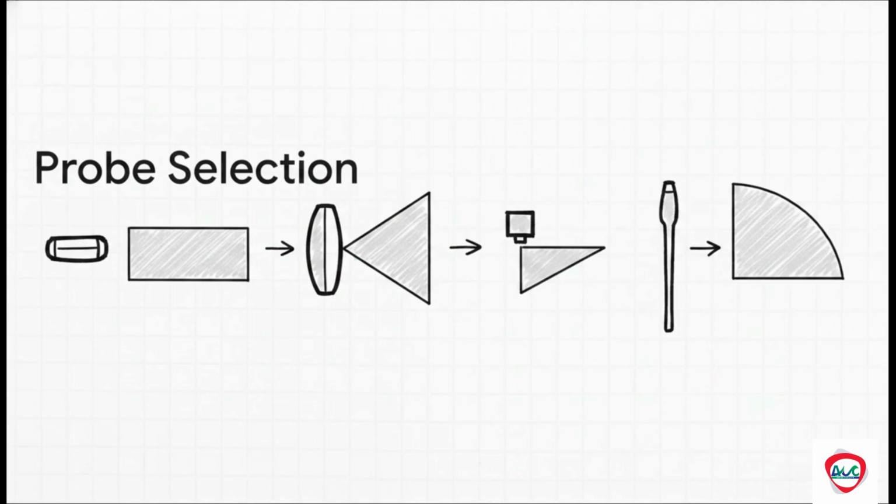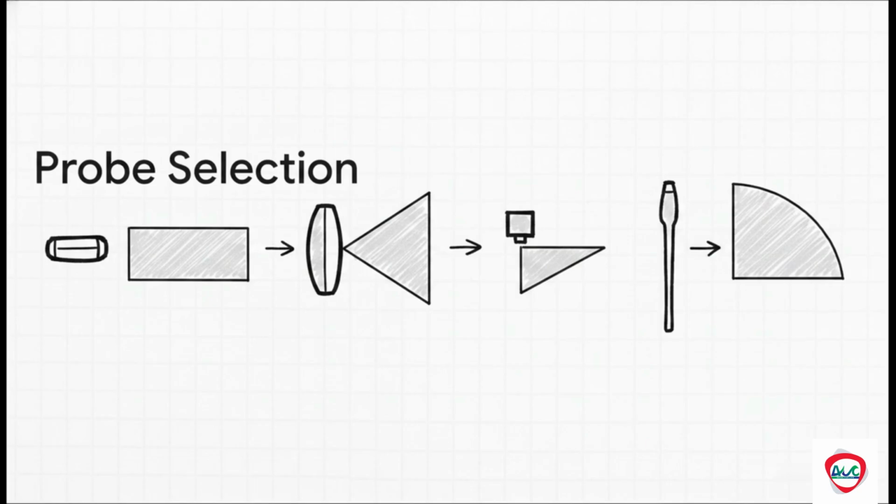You're going to grab a flat linear array for superficial, high-resolution detail. You'll switch to a curvilinear probe for those wide, deep abdominal views. Got a tight acoustic window, like right between the ribs for cardiac? You need the tiny footprint of a phased array. And for close proximity pelvic imaging, you're using an endocavitary probe.